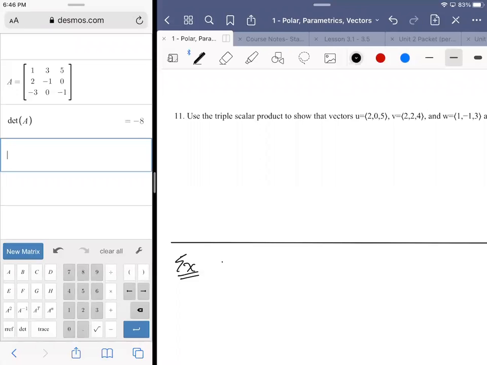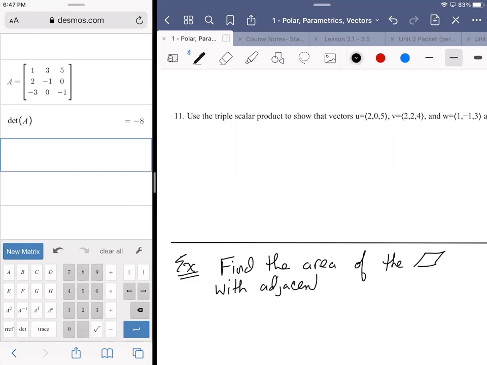So let's say we want to find the area. So this is page 33, I think. All you'd have to say is include new example of the parallelogram with adjacent vectors U equals 1, 2. I'll keep it relatively simple.